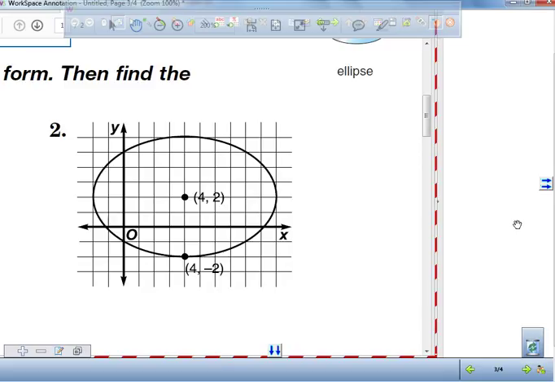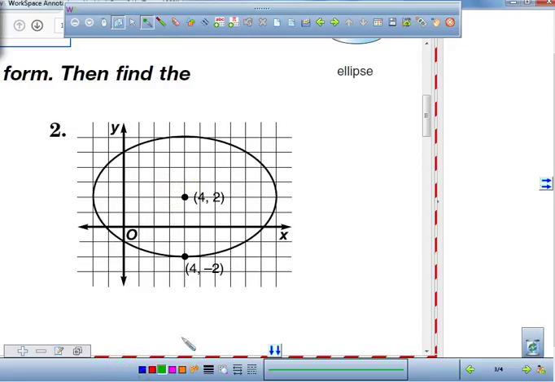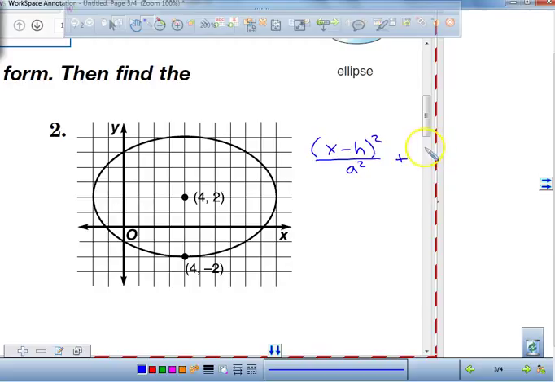Okay, about the ellipse, it's longer going horizontally versus vertically. So we're going to use the first formula. The first formula that we're going to use is (x minus h) squared over a squared plus (y minus k) squared over b squared equals 1.